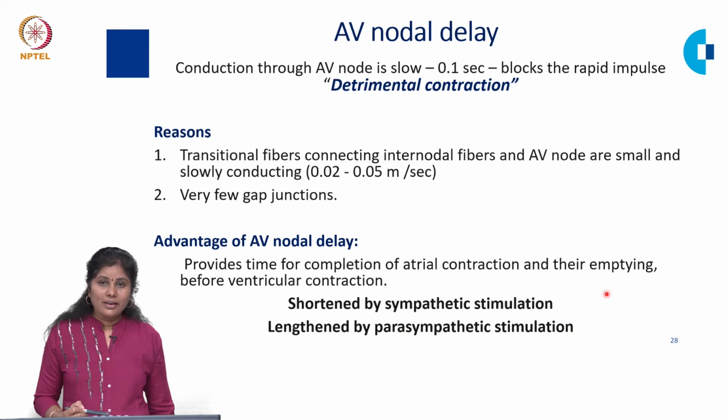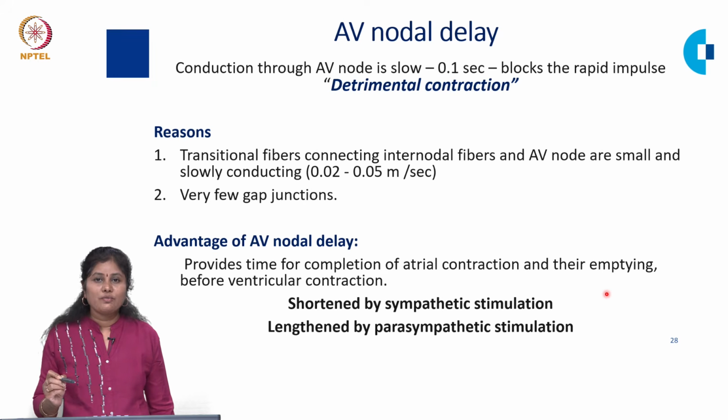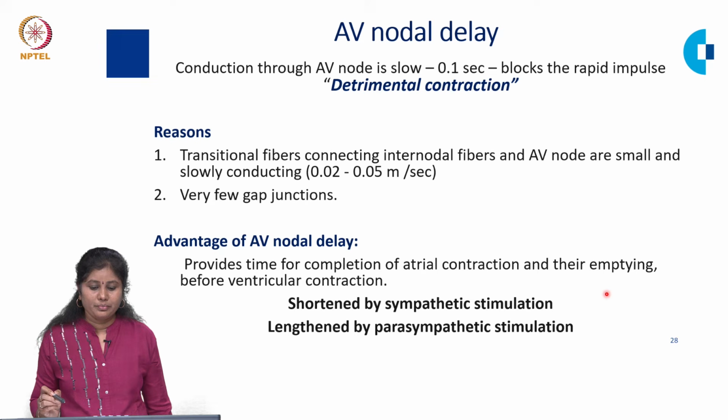Now, what is this AV nodal delay? This is one important phenomenon happening in the AV node. Here, the conduction of the rapid impulses will be delayed for about 0.1 second in the AV node. This is called as decremental conduction.